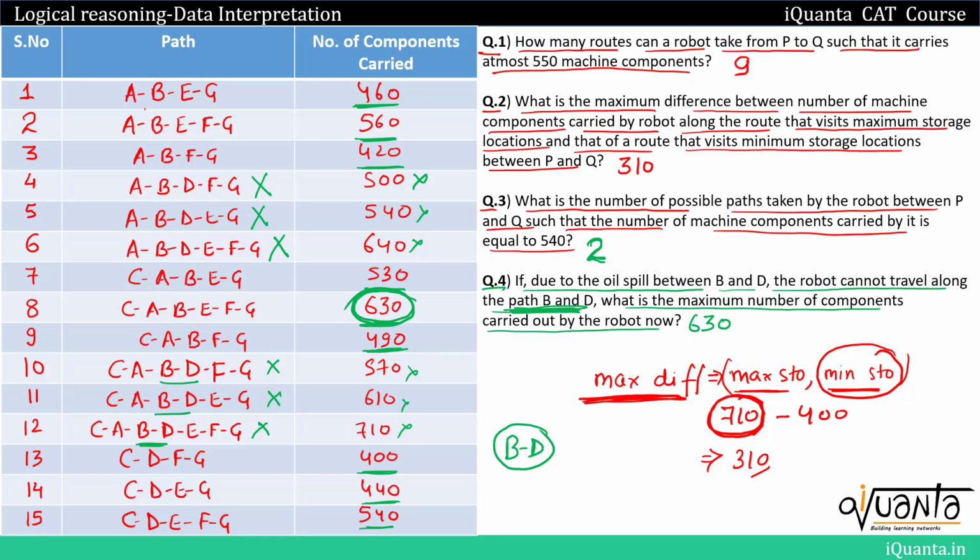I hope you would have solved it. We just need to find out all the possible routes and the sum of the number of components. If there's any doubt, you can still ask.